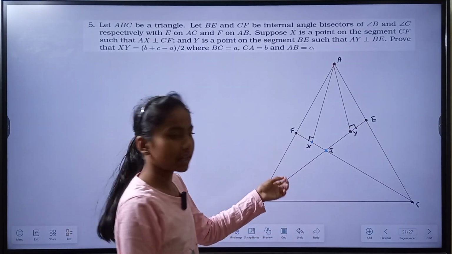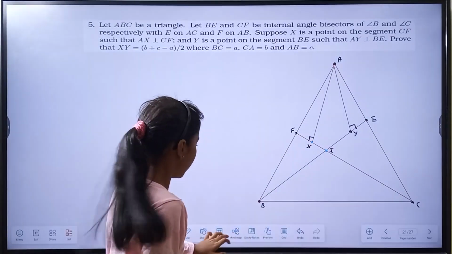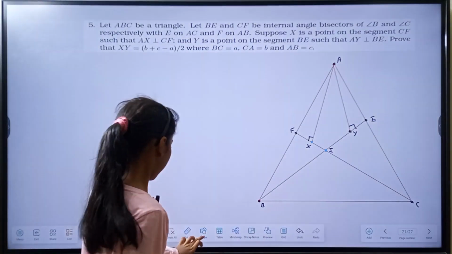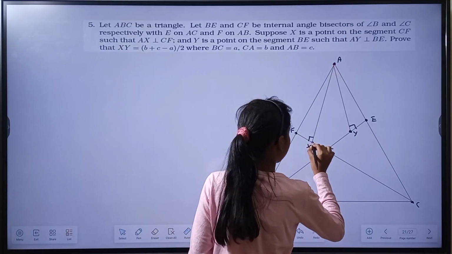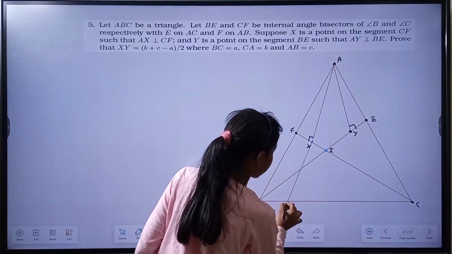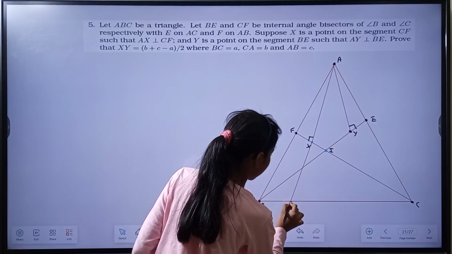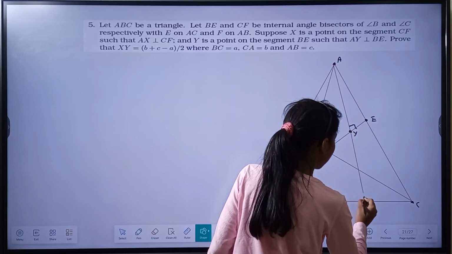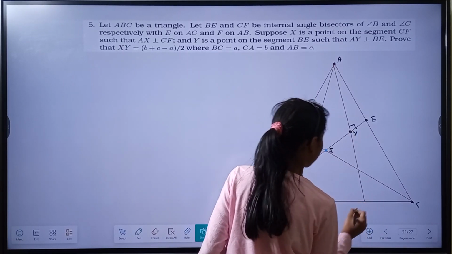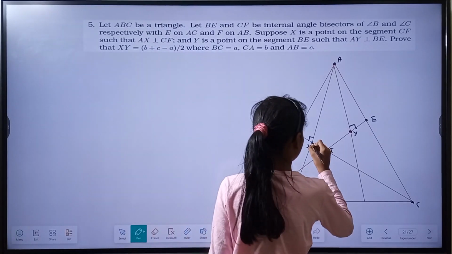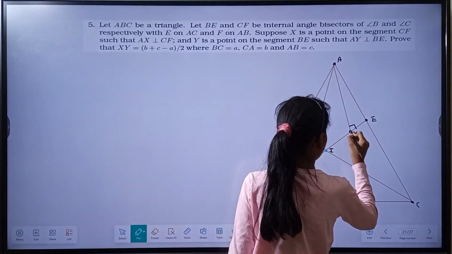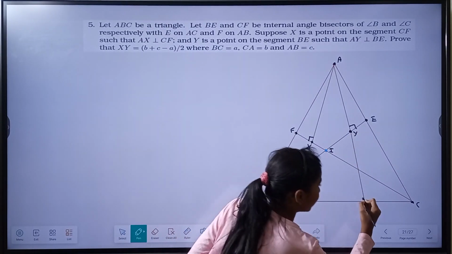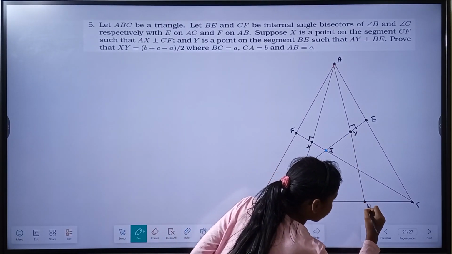And now let us extend AX and AY to BC. Like this, and this AY also, like this. And we have this is X, this is Y. Let this point be G and let this point be H.